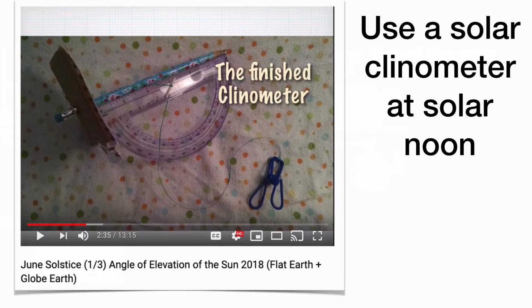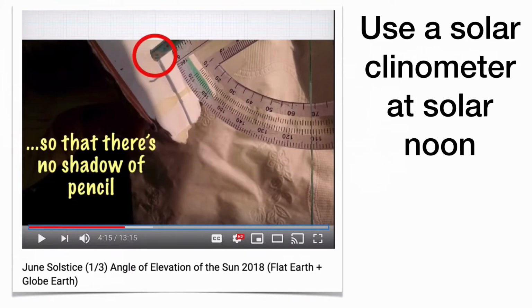And the equipment you need is very, very simple. You just need a solar clinometer, and you can make one for $1. You get a plastic protractor from the dollar store, you get a pencil, a piece of cardboard, a piece of string, and a weight to put at the end of the string. All right. And the idea of how you use the clinometer is at solar noon, you point the pencil at the sun till the shadow of the pencil disappears from the cardboard, and then just take a reading.